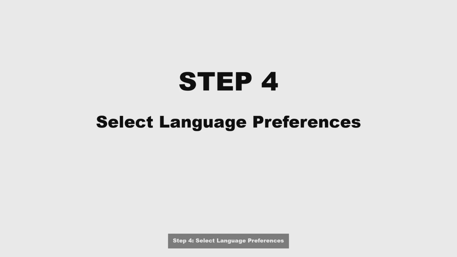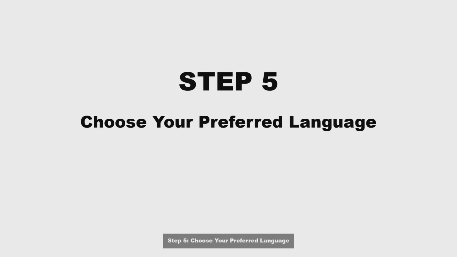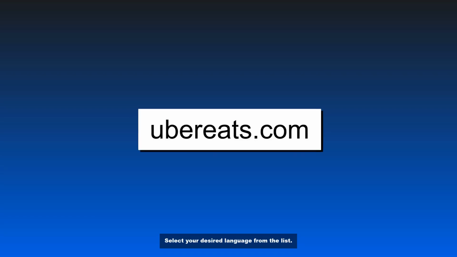Step 4. Select language preferences. Within the settings menu, find the language option. Tap on it to view the list of available languages that you can choose from. Step 5. Choose your preferred language. Select your desired language from the list. Once selected, the app will automatically update to display in the chosen language.